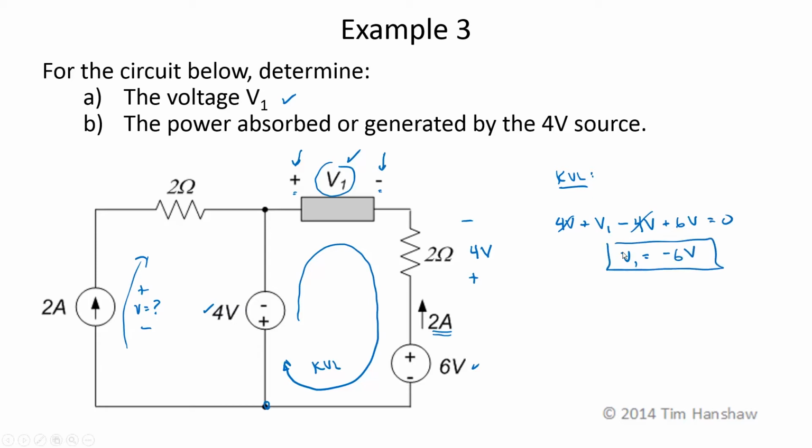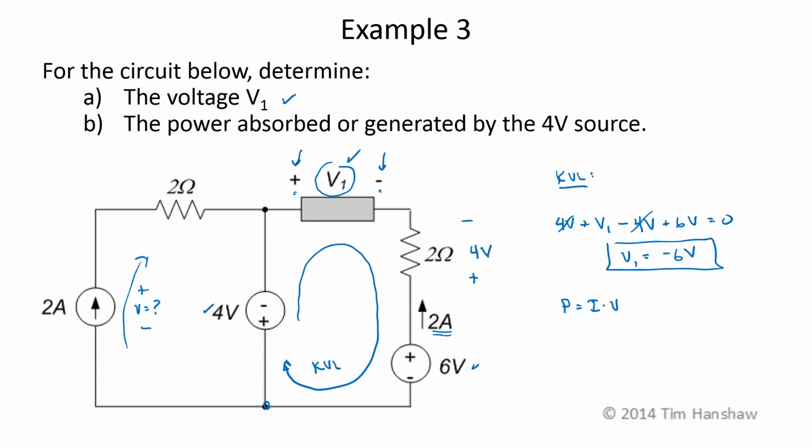Now I want the power absorbed or generated by the 4 volt source. If I'm going to get that, I need the current through the source because power is voltage times current. I can't use any of my nice V squared over R or I squared times R equations for a source because it doesn't have a resistance, so to speak.